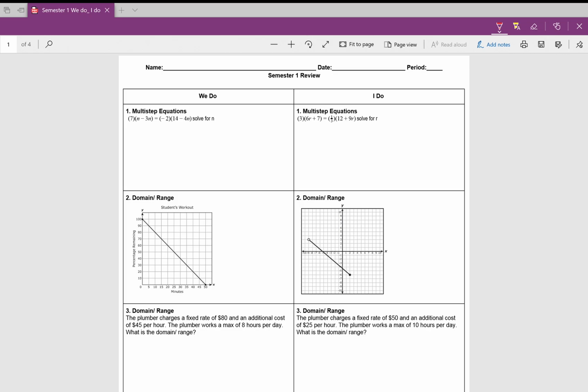Semester 1 review, we do, I do. So I'm going to go through all the topics that we learned in semester 1. I'm going to do the we do side with you, and then you're going to do the I do side on your own. So let's look at number 1.